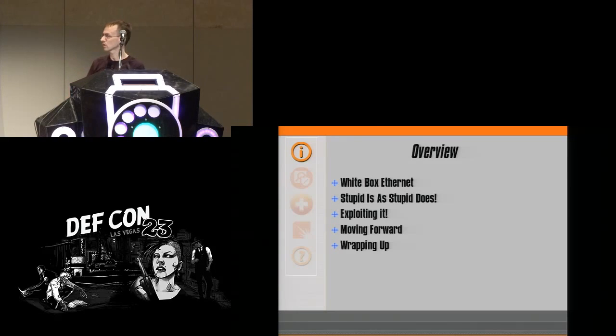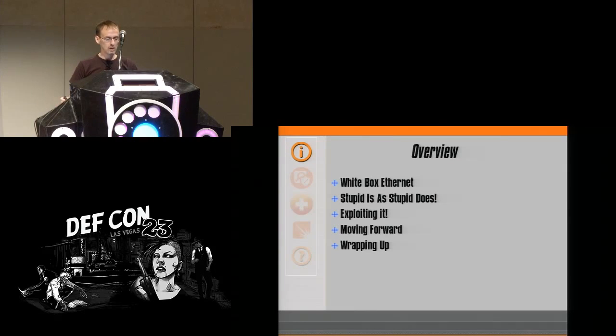An overview of today's talk. White box Ethernet: what is it? It's not common knowledge right now. It's started emerging, really. After that is "Stupid Is as Stupid Does." Next is exploiting it. I'll point out a number of weaknesses and what we can do to take advantage of them. Next is moving forward. How do we remediate, ultimately mitigate those weaknesses and the vulnerabilities that they involve? And then finally wrapping up: where is all of this taking us, and what am I trying to accomplish with talks like this?